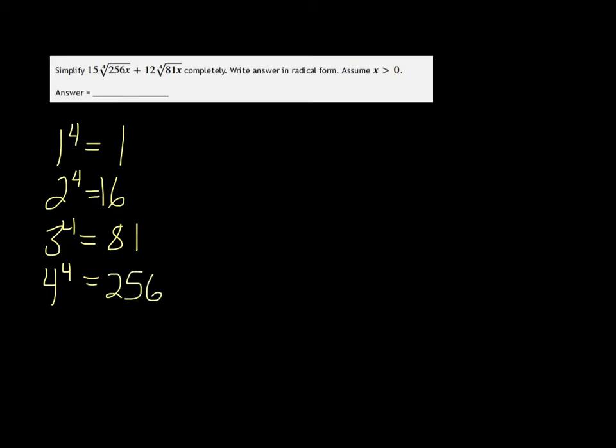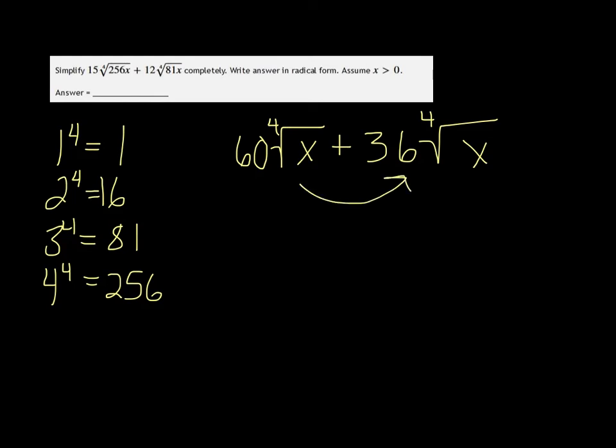So the fourth root of 256 is just 4, and 4 times 15 is 60. So we get 60 times the fourth root of x plus, now the fourth root of 81 is 3, and 12 times 3 is 36. So it's 36 fourth root of x. And since they're both fourth roots of x's, you can actually put them together, and we get 96 fourth root of x.